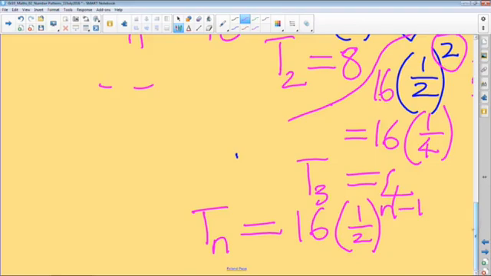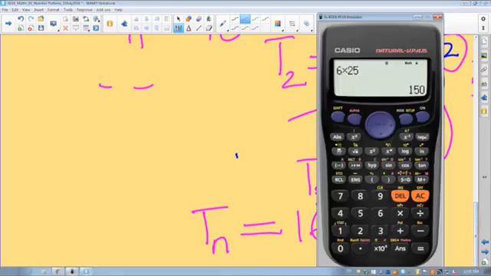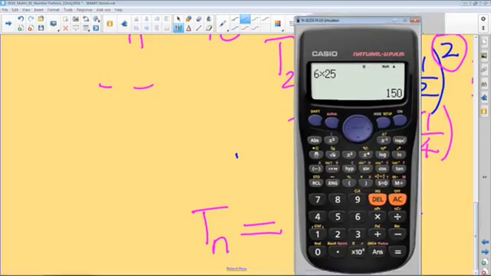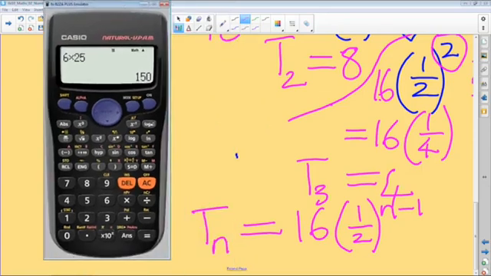Now, in order to find the 25th term, I'm going to bring out my calculator and put it to the side and type in 16 times by, and let's put a half in brackets, and then to the, my other bracket, to the power of 25 minus 1. And let's get our answer. Wow, that's a big number.